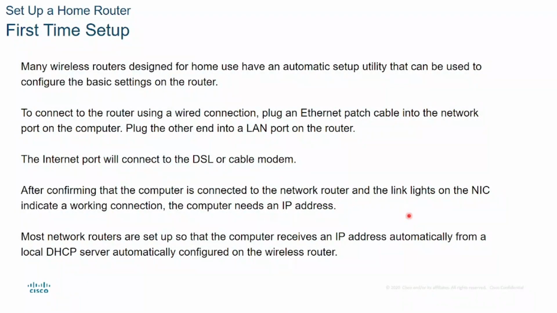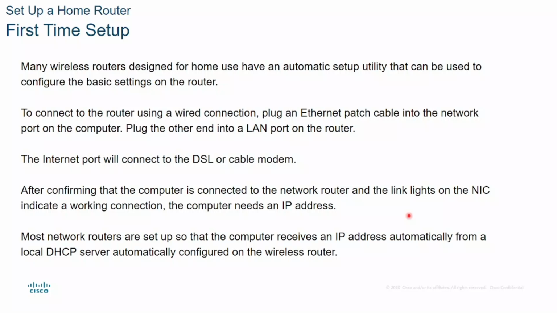Let's look at setting up a home router. Many wireless routers designed for home use have an automatic setup utility that can be used to configure the basic settings on the router. For example, you just change the name of the SSID, configure a password, and voila, you're done. To connect to the router using a wired connection, plug an Ethernet patch cable into the network port on the computer, and plug the other end into one of the LAN ports on the router.